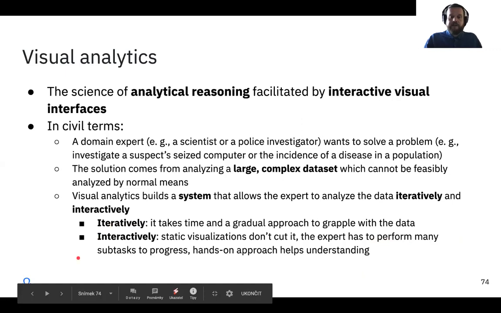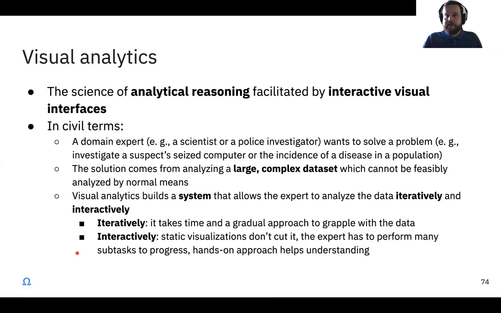And interactively, because static visualizations don't cut it. You cannot just watch images fly by and gain insight. The expert has to perform many subtasks to progress, and the hands-on approach really helps understanding. So visual analytics is interactive, iterative analysis, basically.